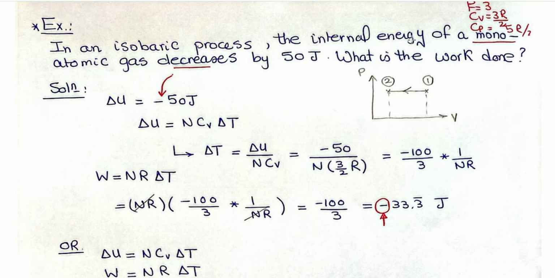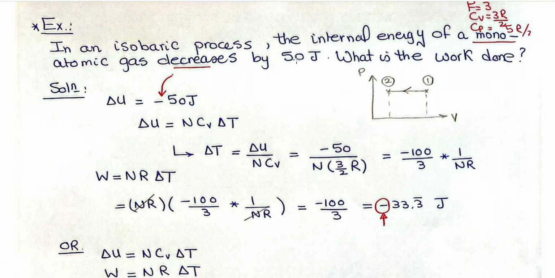The internal energy of a monoatomic gas. When mentioned in the example mono, you will write F equals 3, CV equals 3R over 2, CP equals 5R over 2. So knowing the kind of the gas, you know F, CV, CP, and also gamma, which is CP over CV.